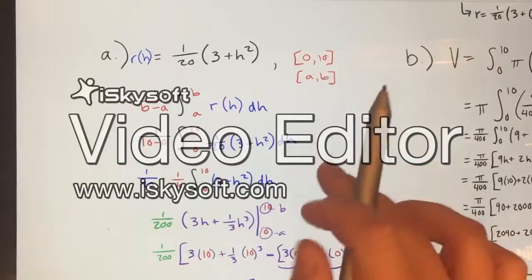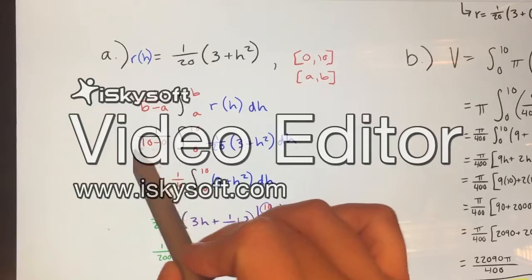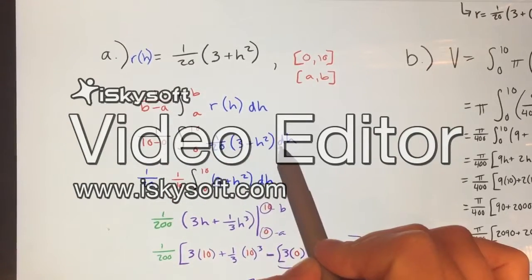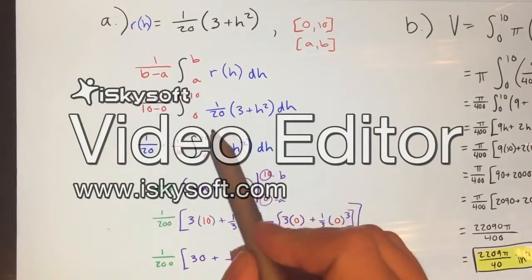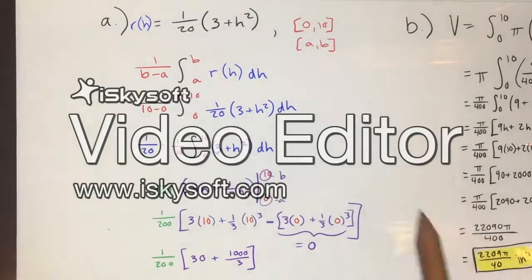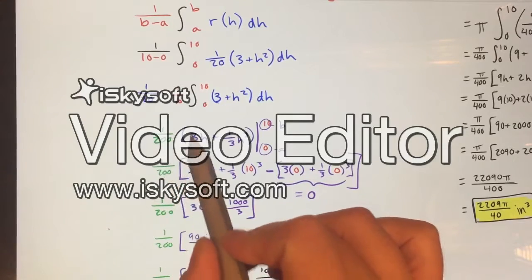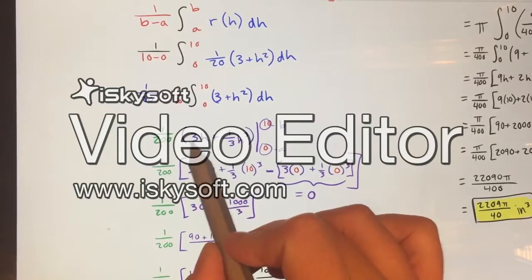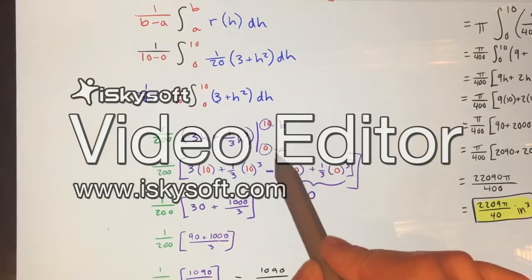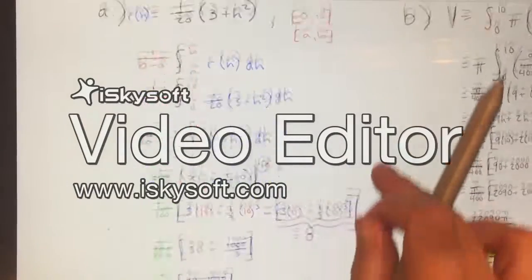So now let's go ahead and plug in the variables that we're given. It's 1 over 10 minus 0 times the integral from 0 to 10 of the radius equation. First we want to go ahead and factor out the 1 over 20. That's going to make simplifying and everything a lot easier. So we get 1 over 200 times, after we take the integral, 3h plus 1/3 h cubed, and we still need to plug in the values 0 and 10, or a and b, from our interval.